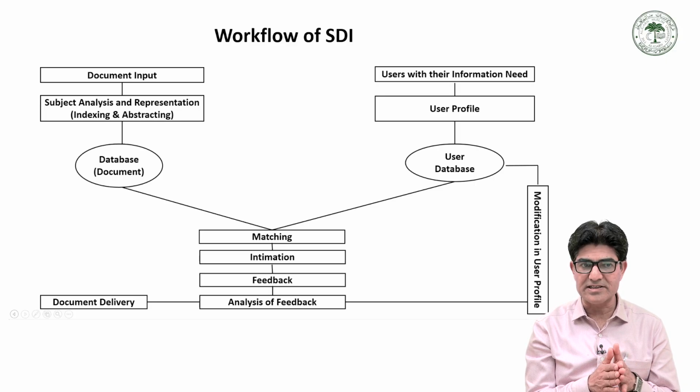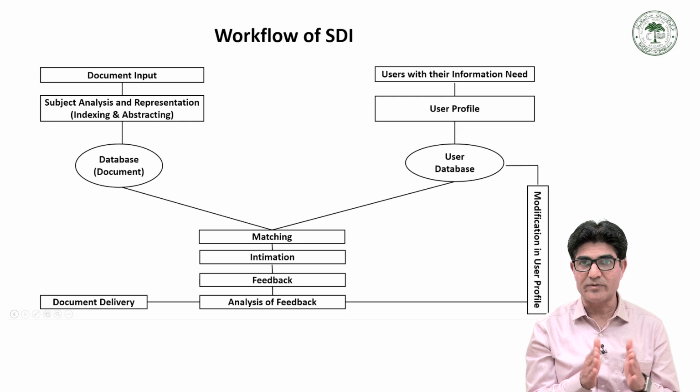Otherwise, in the traditional system, we try to create a document profile where we provide the bibliographic detail of the document along with the subject headings and keywords. Then on the other side, there is the user with their information need. And this information need can be expressed in the user query. In the user profile, along with the detail of the user, that is the name and the department, the area of interest is mentioned. And that is also included in the user database.